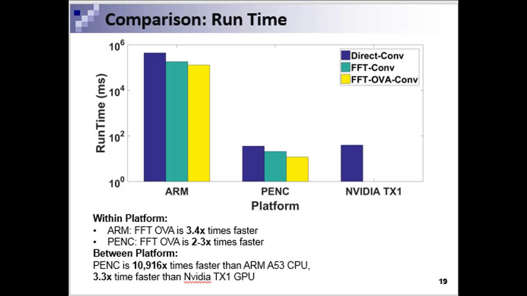We also did implementation on the NVIDIA TX1 GPU for direct convolution, and I'm going to talk about comparison between platforms and within platforms. Within ARM, FFT OVA is 3.4 times faster than other methods. In PENs, it is 2 to 3 times faster. Between platforms, ARM, PENs, and NVIDIA, PENs is almost 10,000 times faster than ARM and 3.3 times faster than the NVIDIA TX1 GPU.